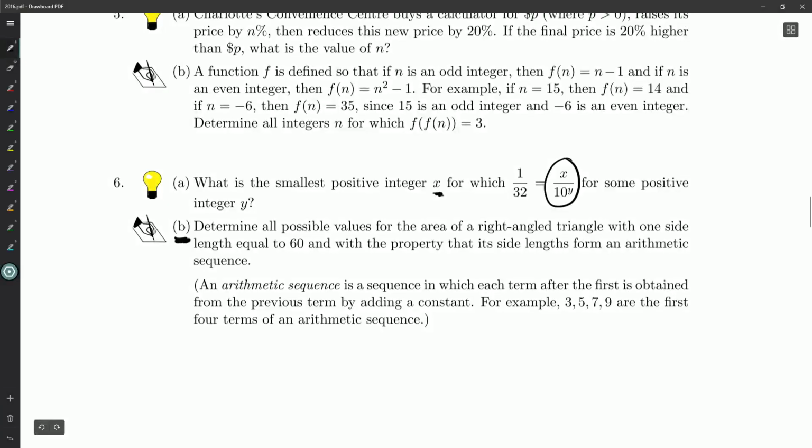All right, B. Determine all possible values for the area of a right-angled triangle with one side length equal to 60, just 60, with the property that its side lengths form an arithmetic sequence. And if you don't know what an arithmetic sequence is, they tell you down below. Basically, all terms in your sequence, so in this case, all 3 sides of our triangle, have to have a common difference. So there's sort of 2 triangles we could really make, I guess.